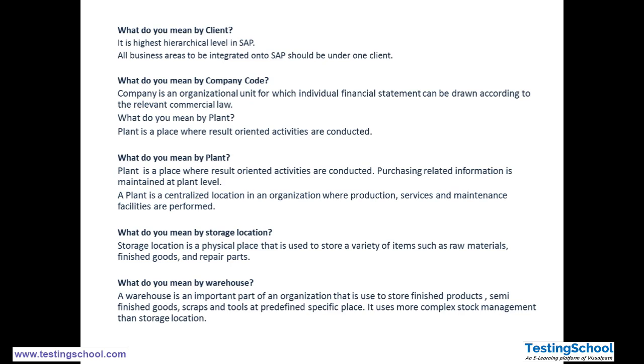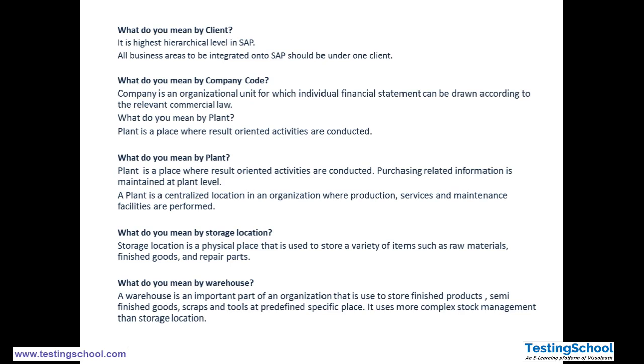What do you mean by company code then? Company is an organizational unit for which an individual financial statement can be drawn according to the relevant commercial law. So company will have an independent financial statement, will act as an independent entity. So one company code will be separate from another company code in case of financial statement also.